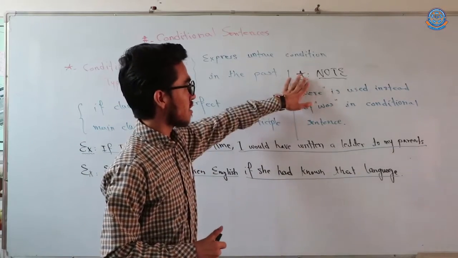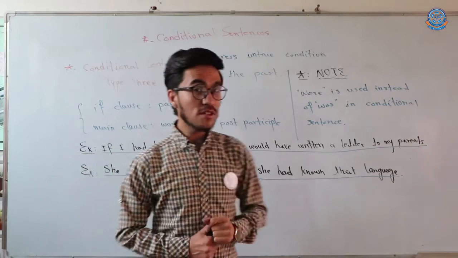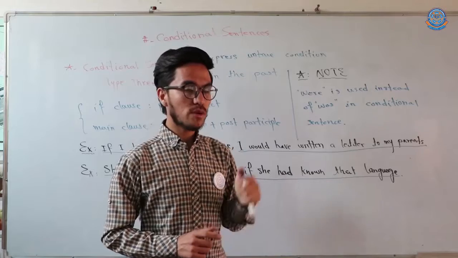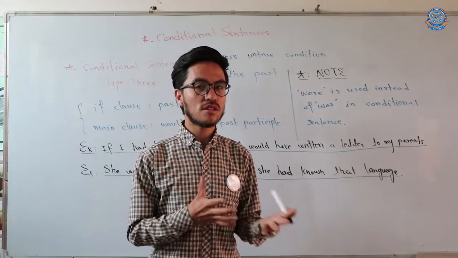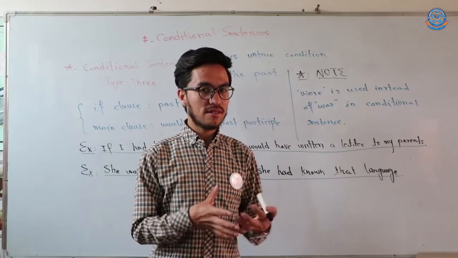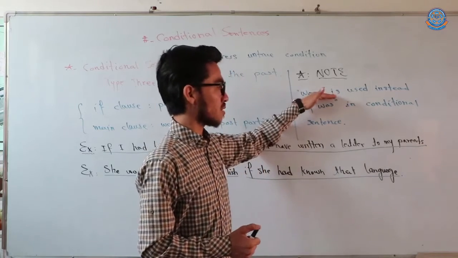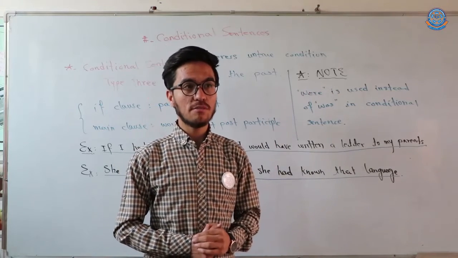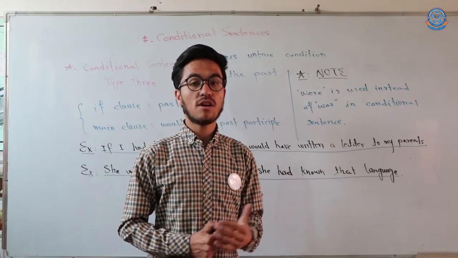And there's a note I have to tell you. In conditional sentences, especially in conditional sentence type 2, we use were instead of was. If we use was, that's not wrong, but grammatically it is not so common, so we use were instead of was. For example, if I were you, I would try my best.